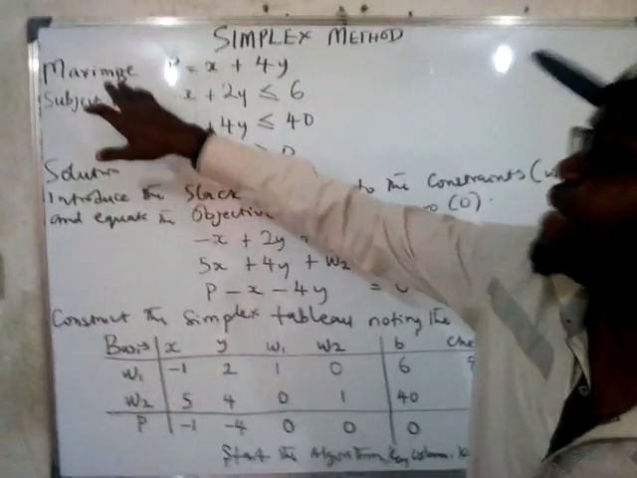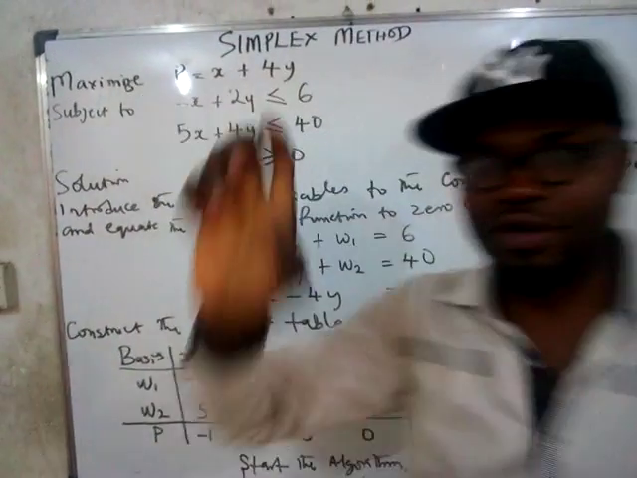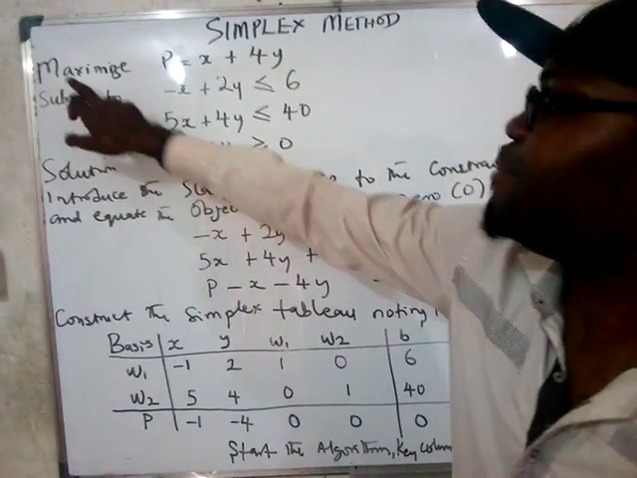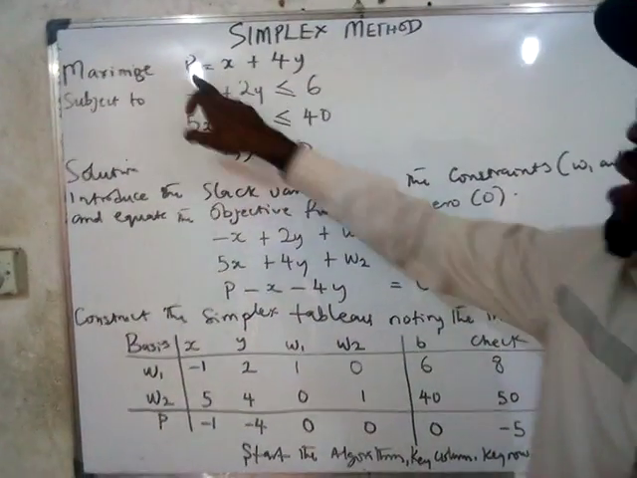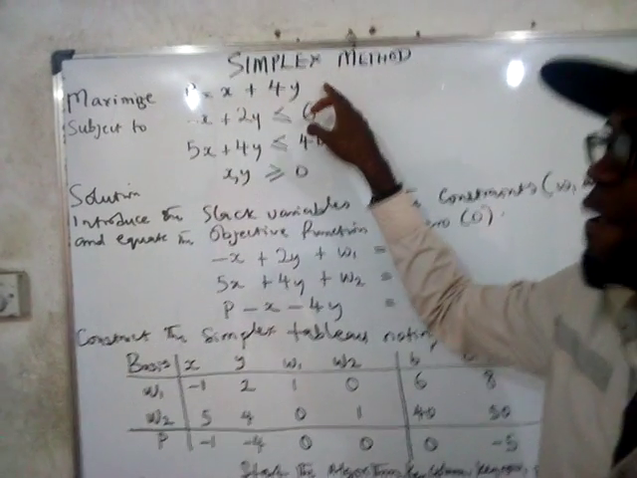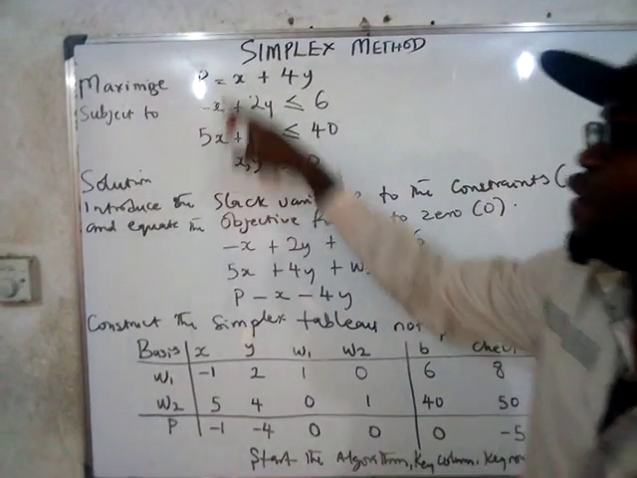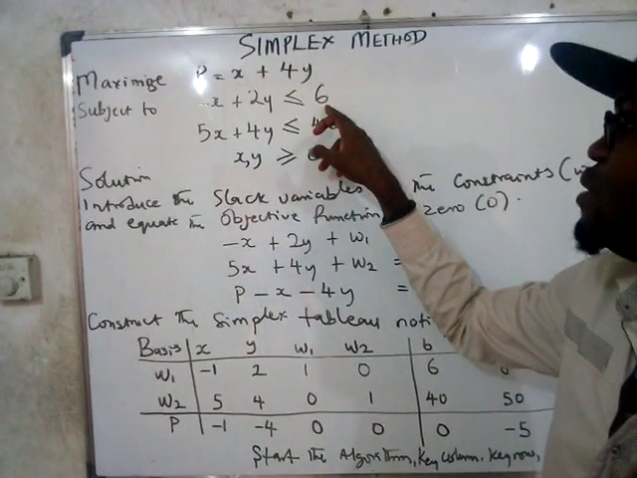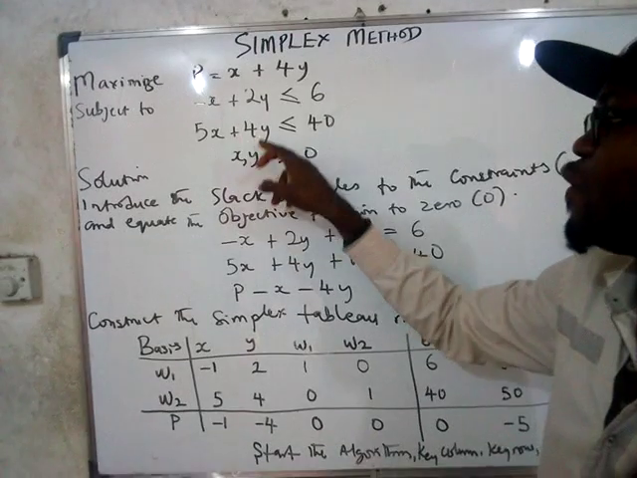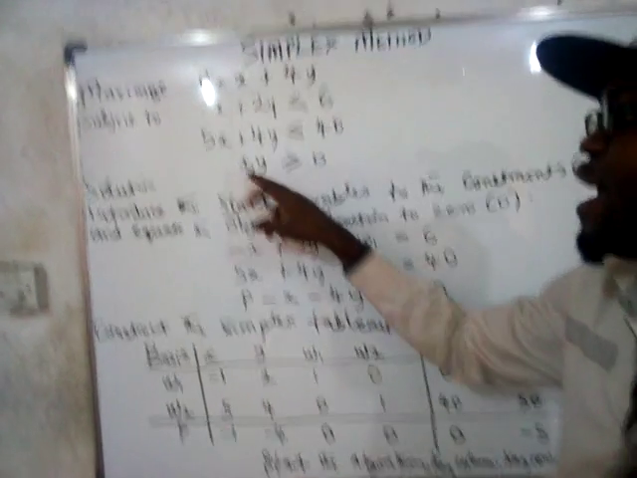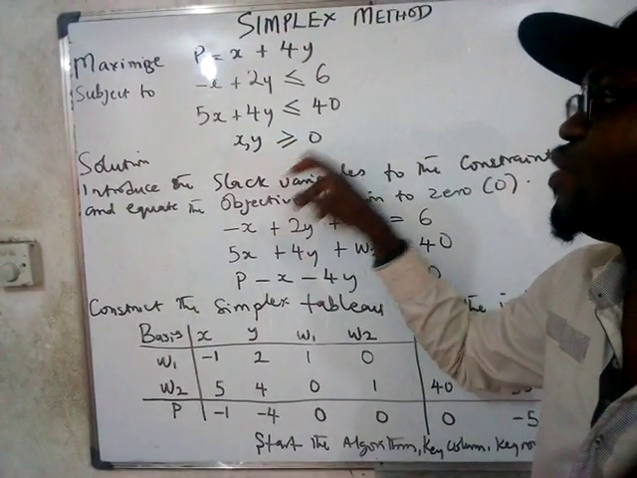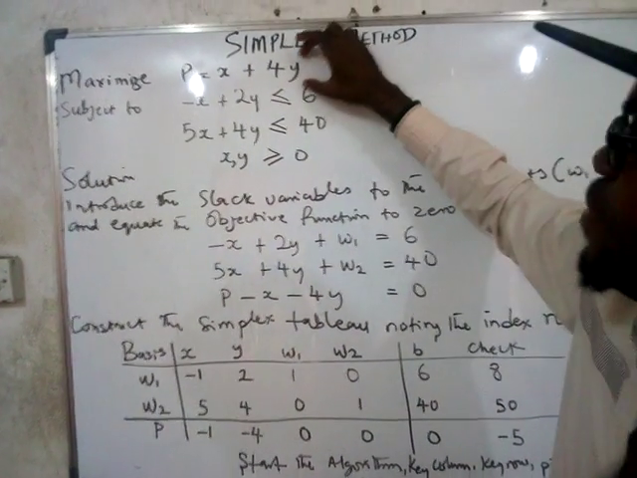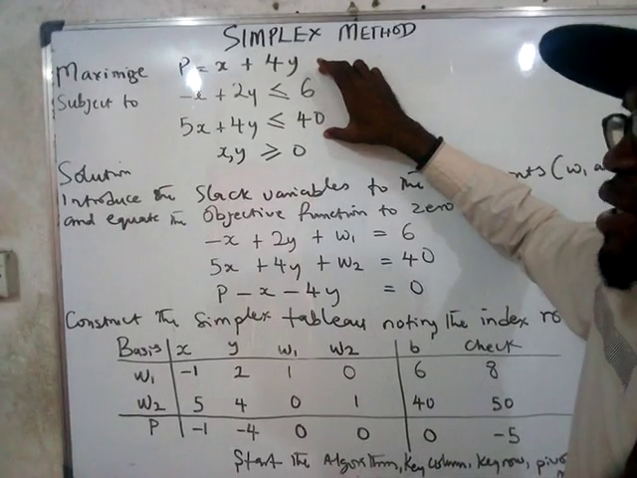So given this optimization problem, maximize. Whenever you're given an optimization problem, you're told to maximize or minimize. Maximize this objective function P equals x plus 4y, subject to the following constraints: minus x plus 2y less than or equal to 6, and 5x plus 4y less than or equal to 40, where x and y are always greater than or equal to 0. That means they can never be negative values. So this is the objective function and these are the constraints.